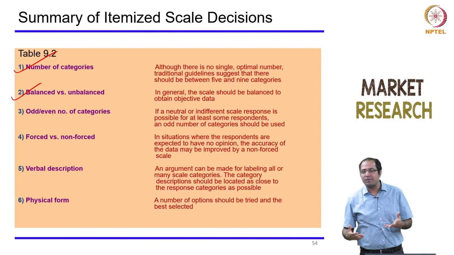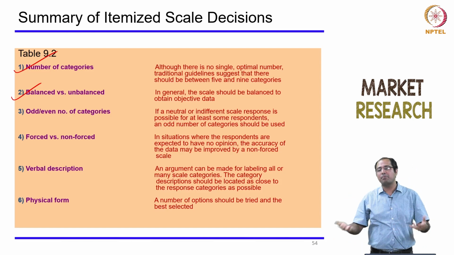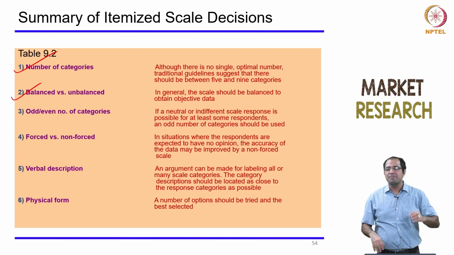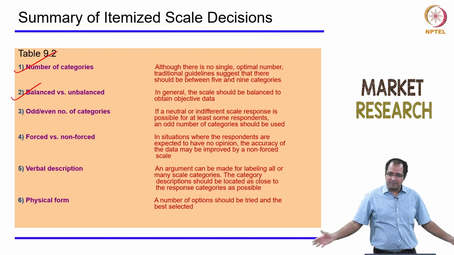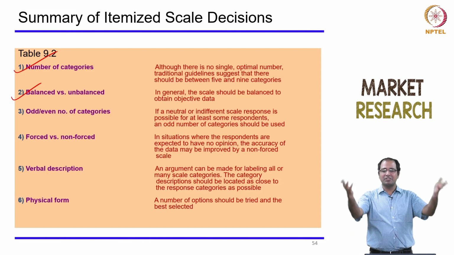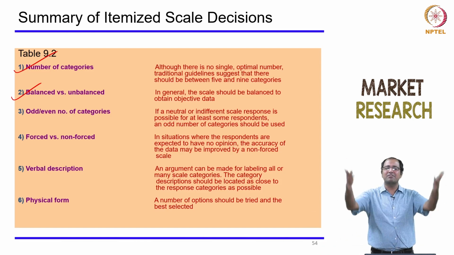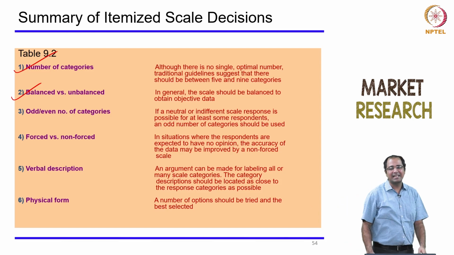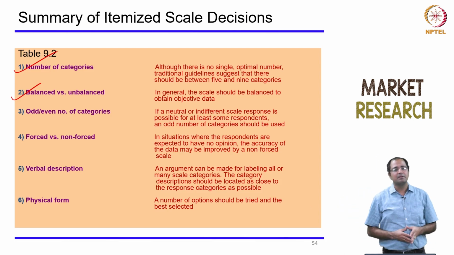Unbalanced scales are used when you see that in your sample, or in the population from which you are withdrawing the sample, people are more likely to answer in the positive because of some characteristic that would come towards the more positive side than negative. But always try to use the balanced scale.